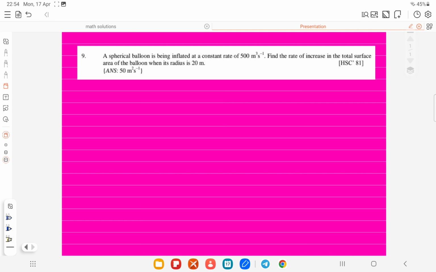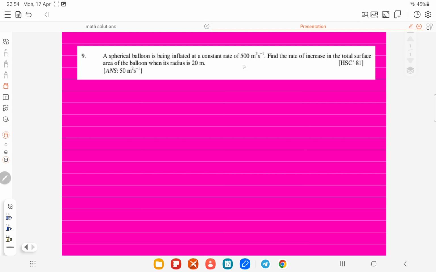This is about the application of differentiation, that is rate of change. A spherical balloon is being inflated at a constant rate of 500 meter cube per second. When we read the sentence, we have to try to extract the information given. Here, inflated means the volume of the spherical balloon is becoming larger, so it will be increased as well.